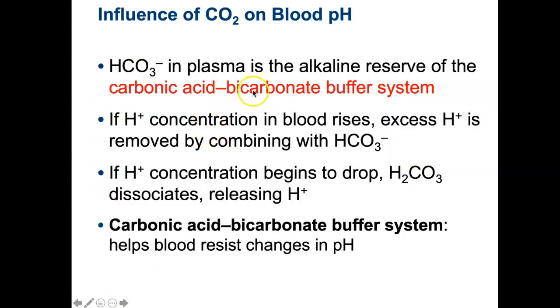We call this the bicarbonate buffer system. The whole point of doing this bicarbonate buffer system is to be able to help the blood resist big swings or big changes in pH. So remember, your blood is supposed to be 7.35 to 7.45.